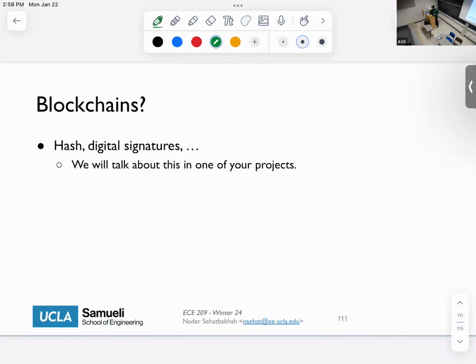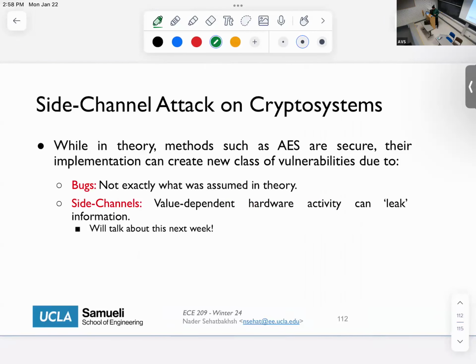Some final points. What are blockchains? We're actually going to have another computer assignment on blockchains. The nice thing about blockchain is that it's a combination of digital signatures and hash functions. So you will see the use cases of digital signatures and hash functions in one of your projects. There's also side channel attacks on cryptosystems, and this is what we're going to talk about next week or the week after.